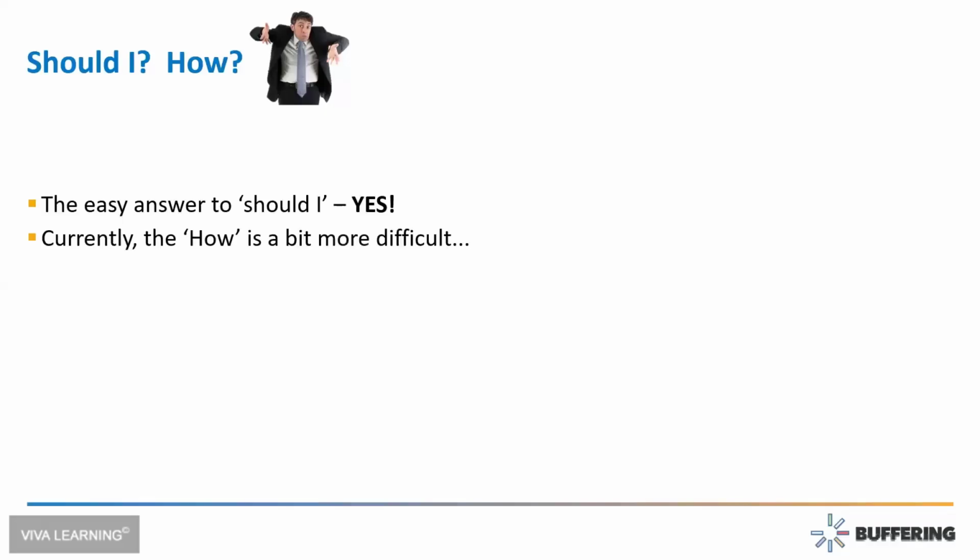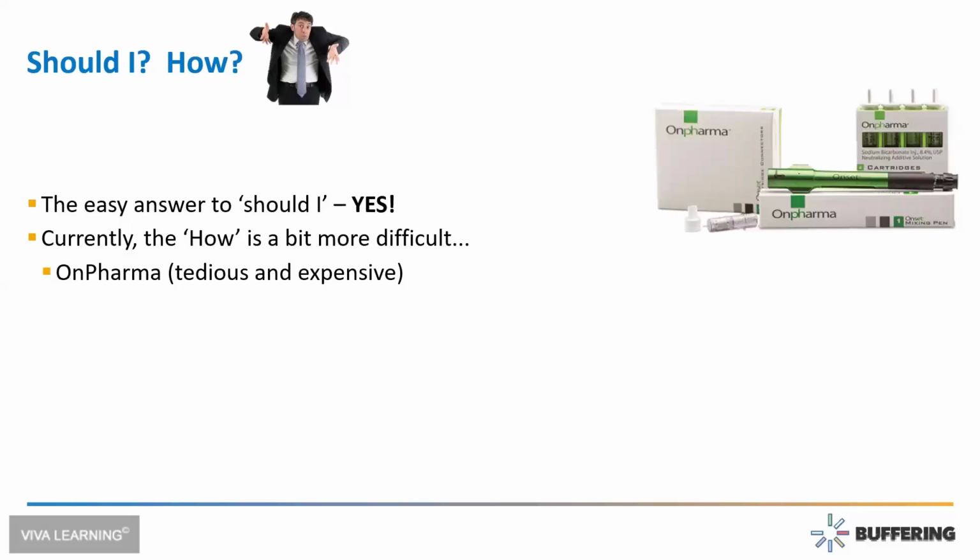Well, how do I do it? Well, that's a bit more difficult. There are some existing ways to do it, and I'll just give you the high level of them. There's a device called the Onset device by On Pharma. And in my belief, this device is elegant, but it's tedious and expensive. And I'll show you a little bit more about that. It was originally introduced in 2010. It's very cool, there's no doubt about that. But I'd like to make it easier and more affordable.